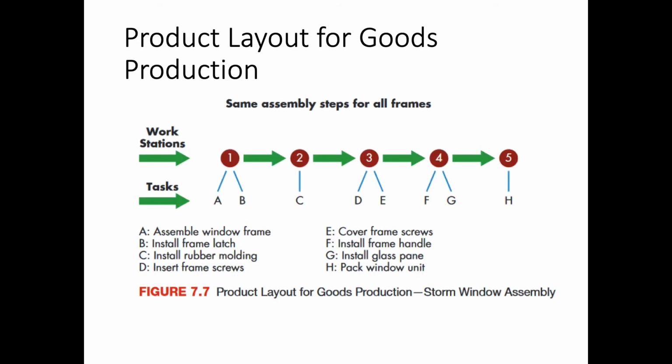Finally, you have a product layout for goods production, right? So in this particular one, what are you looking at? Rather than providing a service, this is storm window assembly, a type of storm window that you would put on a house, right? You see the different workstations labeled below, A, B, C, D, E, F, G, H, and each of the raw materials starts at A, goes all the way through to step H for packing, and they all follow the same steps.